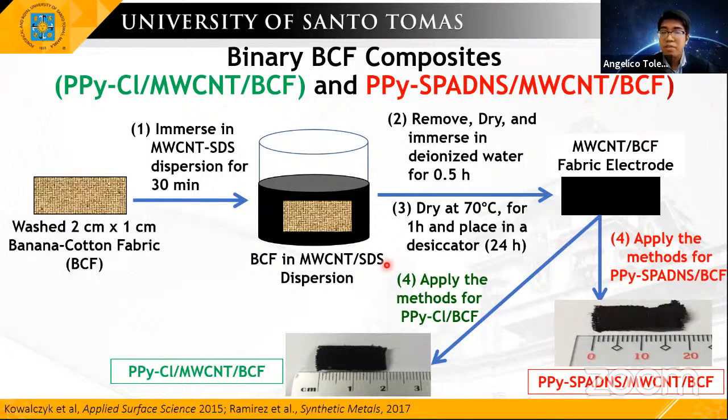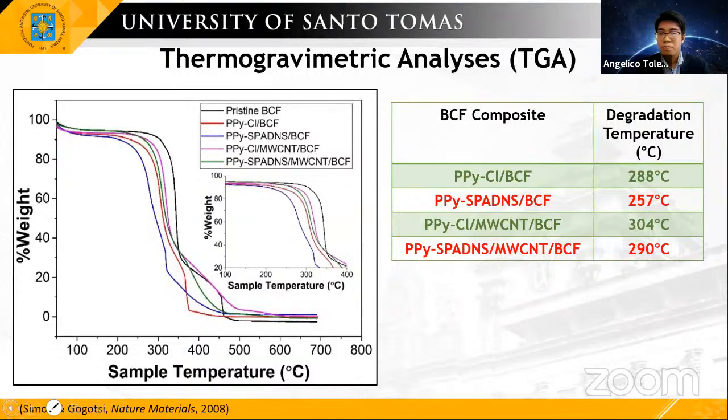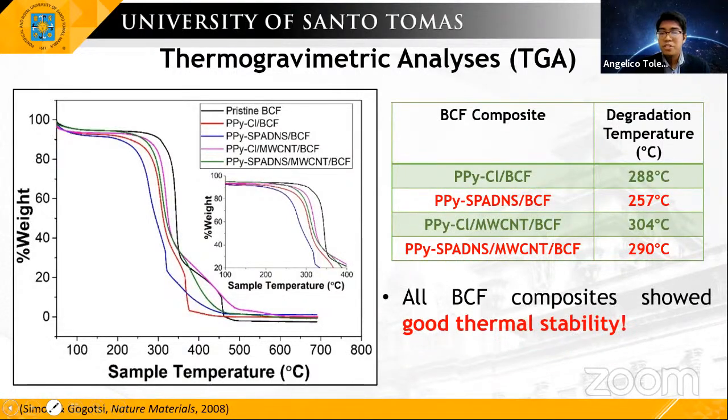And then we apply the methods for the PPy-Cl BCF and the PPy-SPANS BCF, and you have the 2 binary composites. So for the results for the thermogravimetric analysis, using these thermograms, we can determine the degradation temperatures of all composites. As you can see, all BCF composites showed good thermal stability.